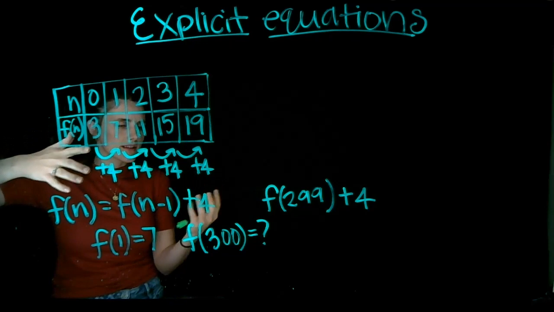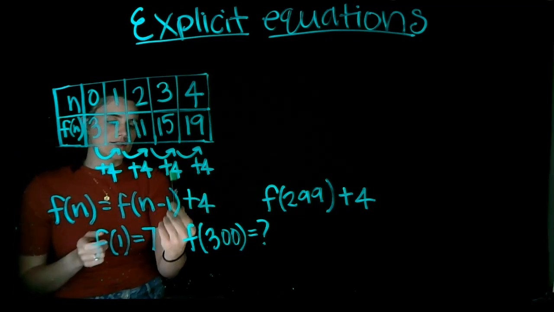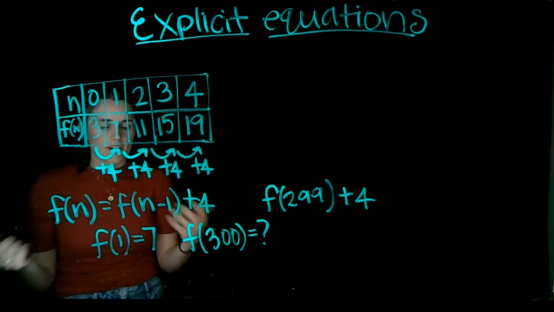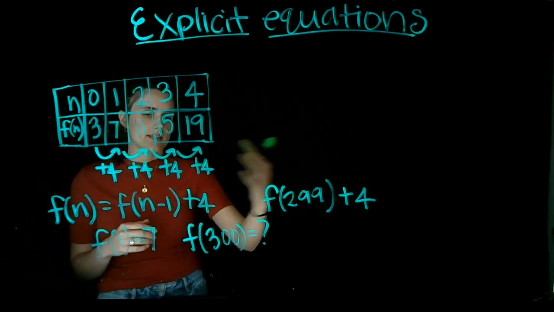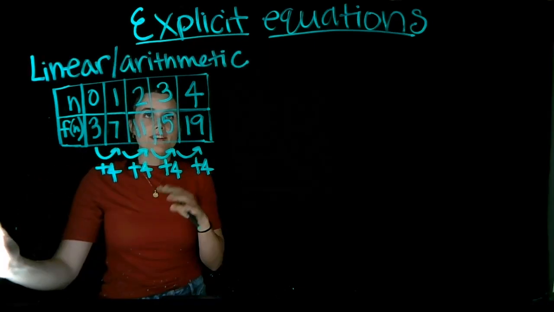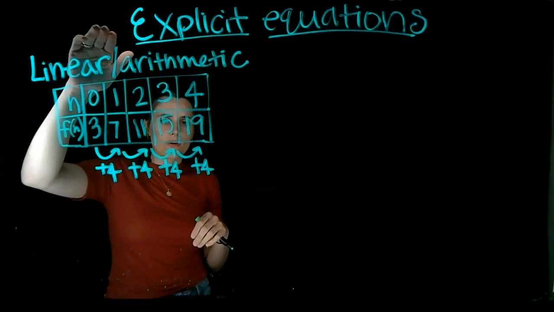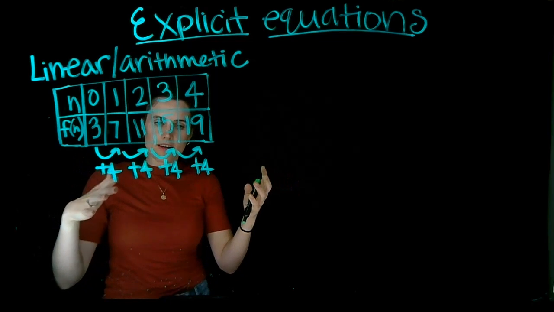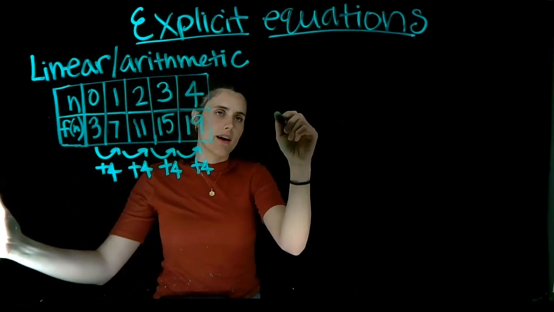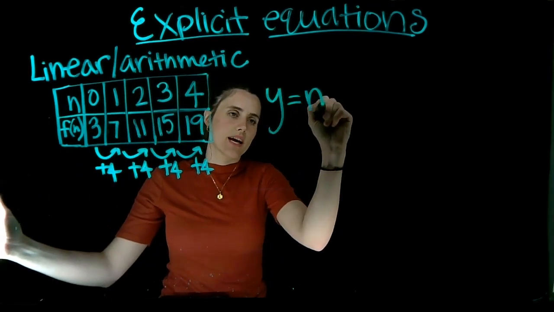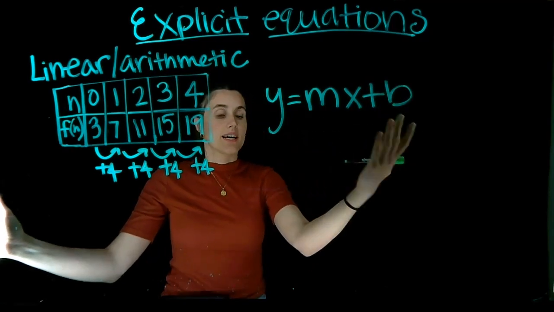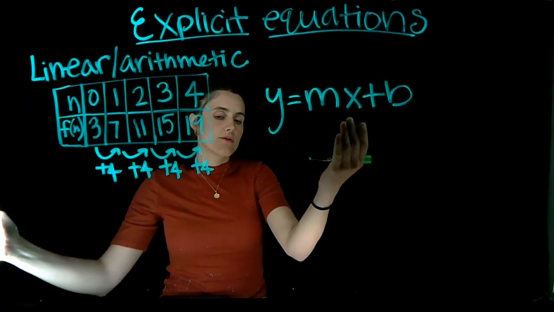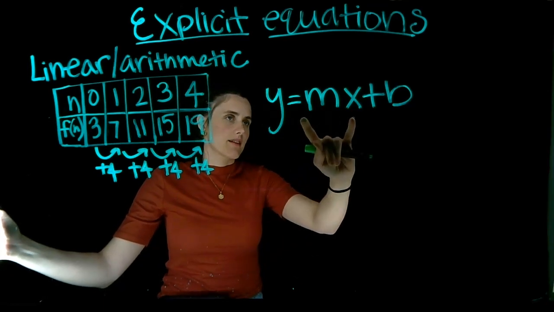It allows us to write the equation and not be dependent on the term before it so that we can find terms like 299 or 300 fairly quickly without having to expand our table or expand our sequence that far. So the nice thing about writing an explicit equation for a linear or arithmetic sequence or table is you actually already know how to do that. In our previous videos, we talked about writing the equation y equals mx plus b. And this right here is the explicit equation for a linear function because it tells you any term you want just by plugging in the numbers for x and y.